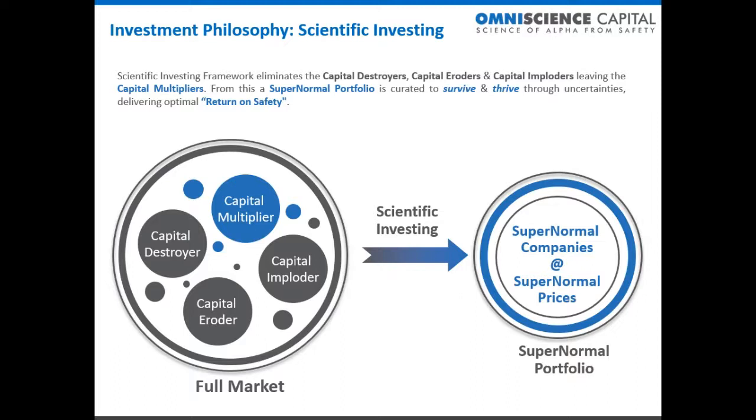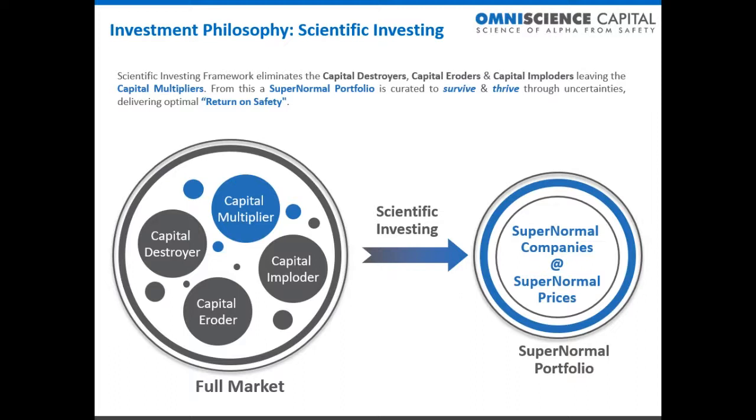That is why we call it capital imploder. So we don't like those companies at all. And then what we are left with after taking out all this is capital multipliers. These are supernormal companies. Supernormal is an economic term, which means supernormal profitability, right?